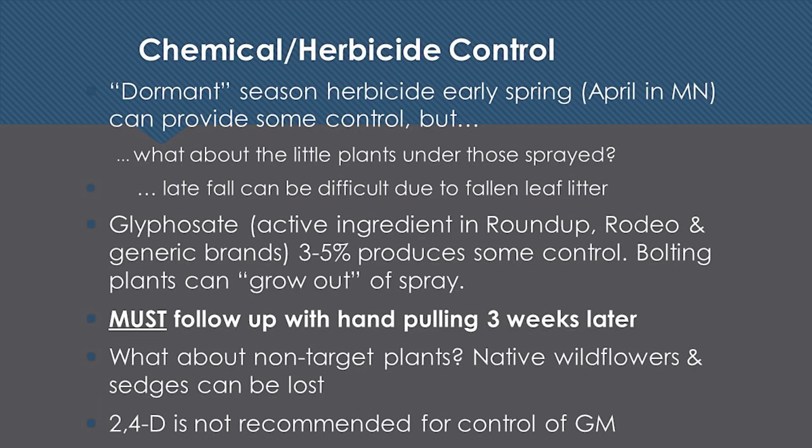All right, chemical herbicide control. The devil's in the details. I'm going to read this because there's some really good information. It's a dormant season herbicide, early spring, usually April in Minnesota. Right now is the time if you wanted to spray. If you have a solid ground cover, it's not a bad idea to spray. The problem is if you've got wildflowers mixed in, those are going to get sprayed as well with your herbicide.